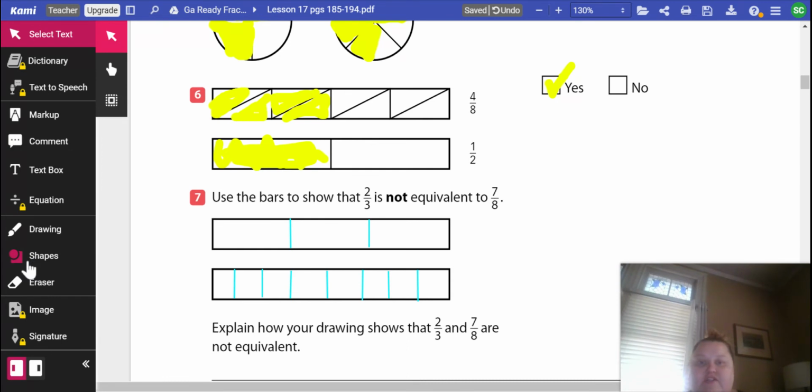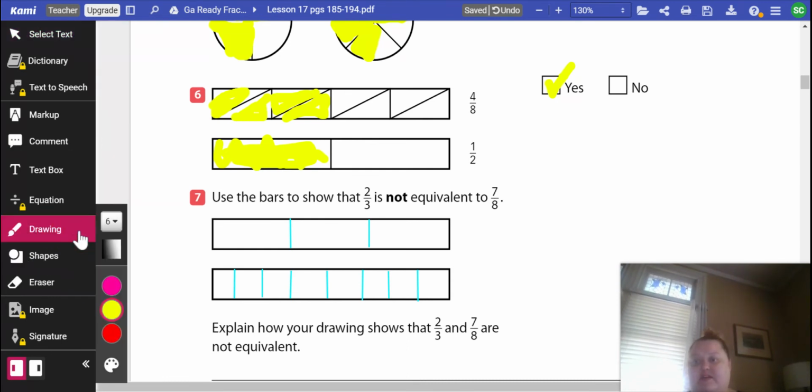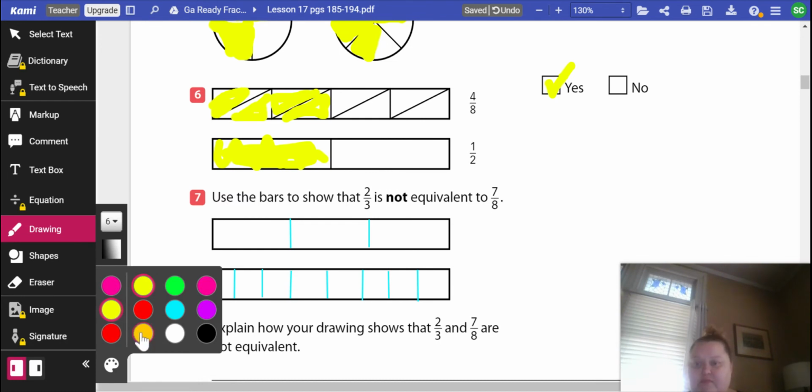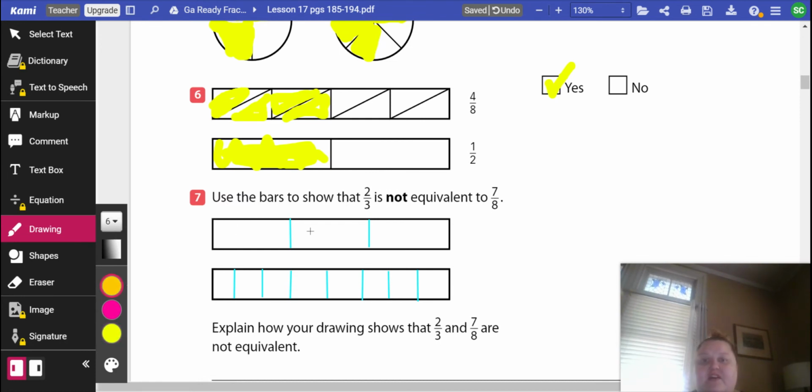And now we're going to shade because it said use the bars to show this. So I'm going to my drawing tool and let's change the color just for fun. And I want to show 2/3. So that means that 2 of my 3 parts are shaded. So there's 1/3, 2/3.